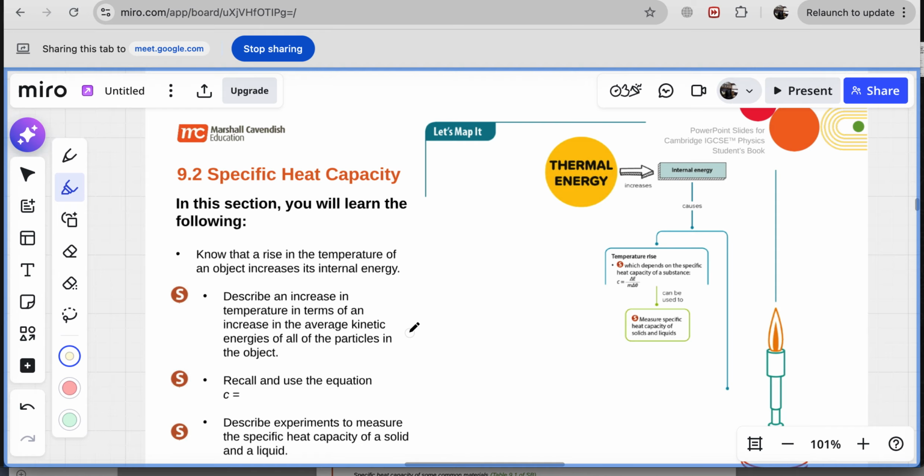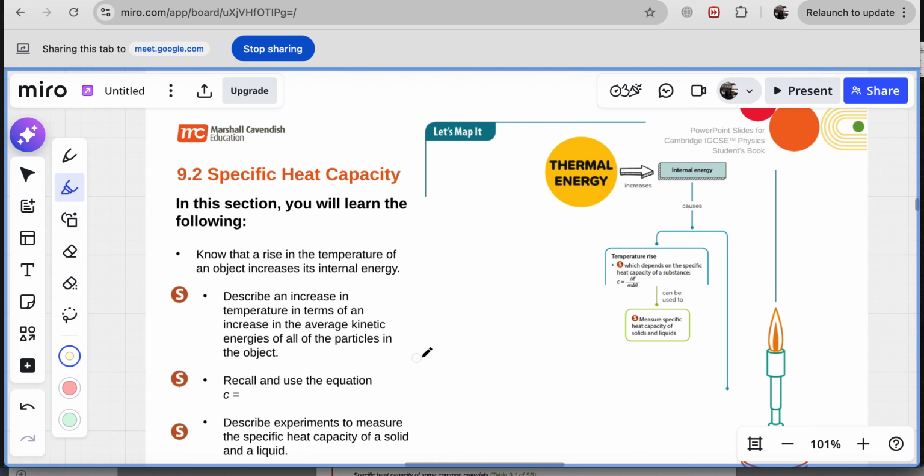The second part of this lesson is called specific heat capacity. Here we're going to know that a rise in temperature of an object increases the internal energy of the object. When you heat anything, the particles gain kinetic energy. So every particle that makes up that substance gains energy, and the sum of all the energies of the particles of that substance is what we call the internal energy. When you sum the energy each individual particle gets, it becomes the total internal energy.